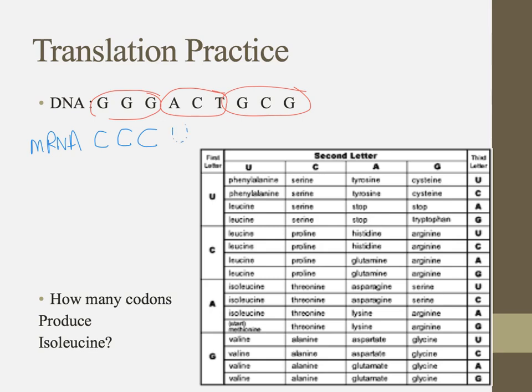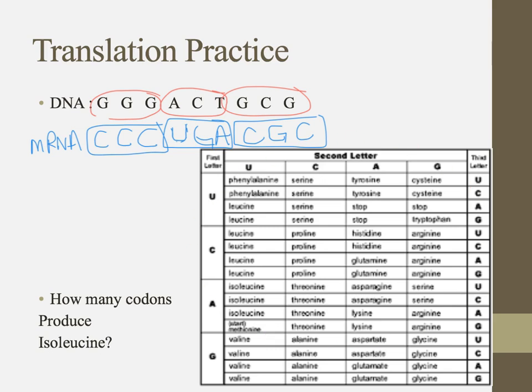C, C, C, U, G, A, C, G, C. So there are my mRNA codons. Now that they're on mRNA, we call them codons, not triplets. So the first thing I would want to do is look at my first codon, and then I'm going to reference it in this chart.